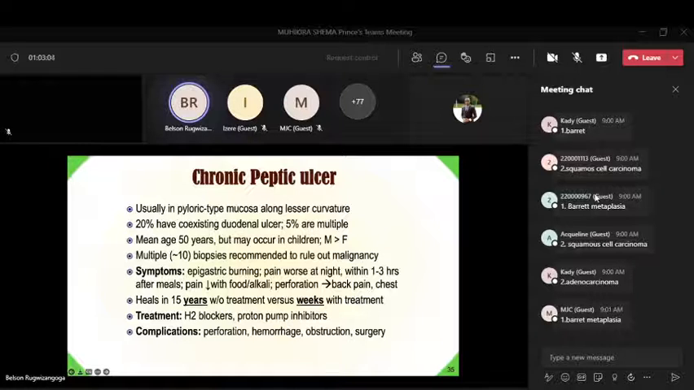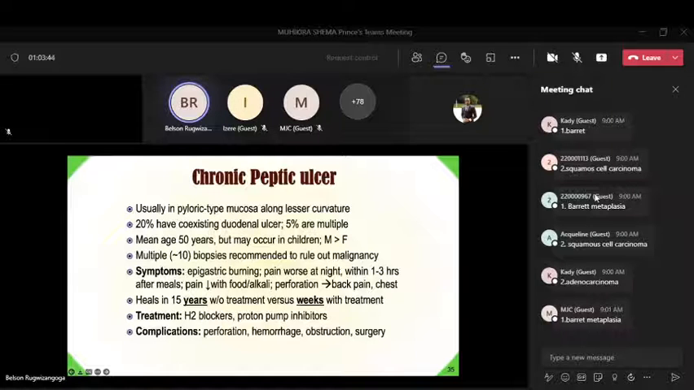So the symptoms are epigastric burning. Pain is worse at night, within 1 to 3 hours after meals. Pain will decrease with food or alkaline solutions, meaning alkaline solution will neutralize the acid. If there is a perforation, there is back pain, and usually the pain can go up to the chest. So that is why some people with gastric pain or gastritis think they have heart problems, because they are close organs.